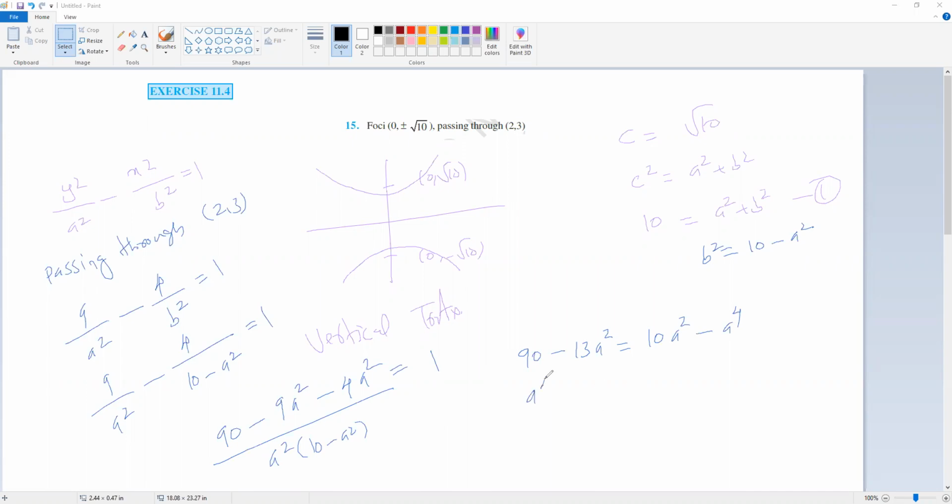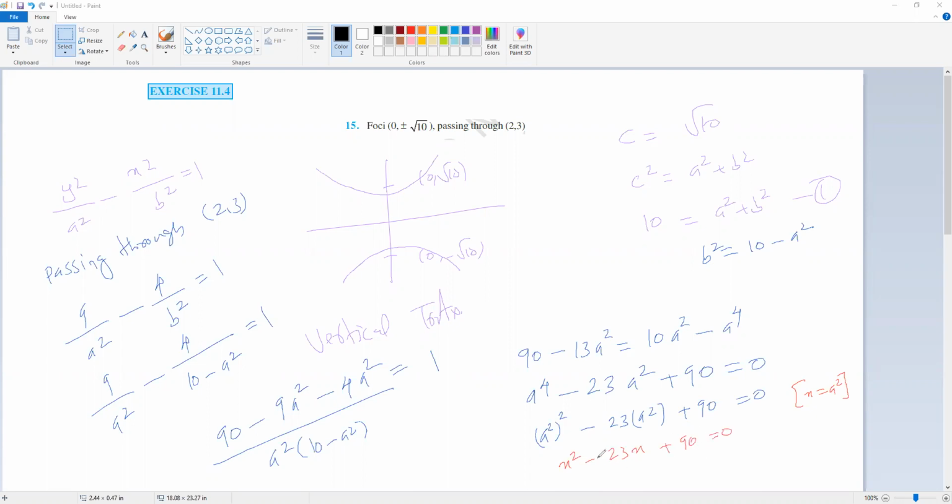So that means a to the power 4 left side में आएगा plus a to the power 4 minus 13 minus 10, so minus 23a square हो जाएगा plus 90 is equal to 0. तो आप देख सकते it is a polynomial in a square, like a square the whole square minus 23a square plus 90 is equal to 0. ठीक है, just consider that x is equal to a square.